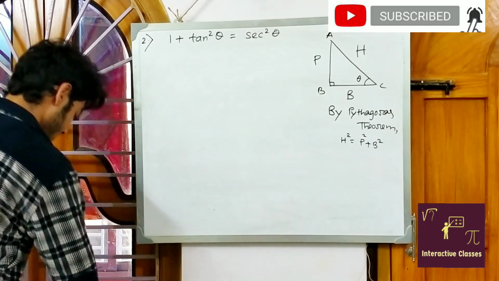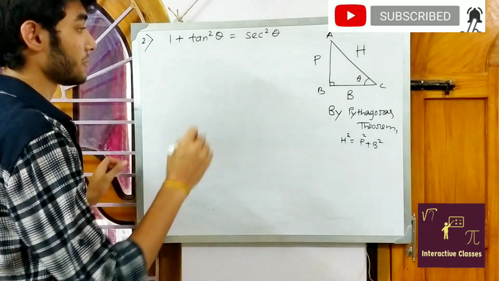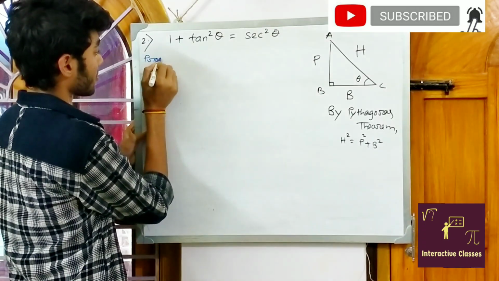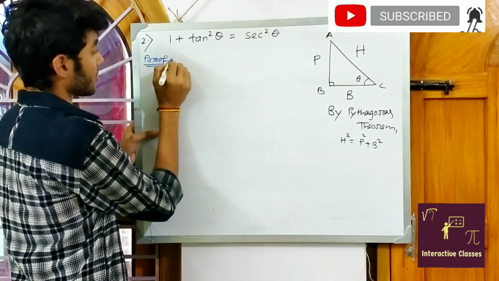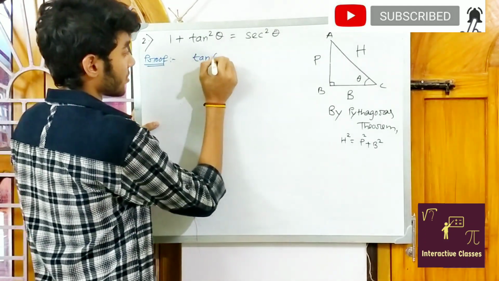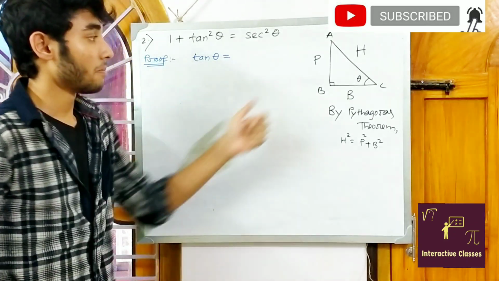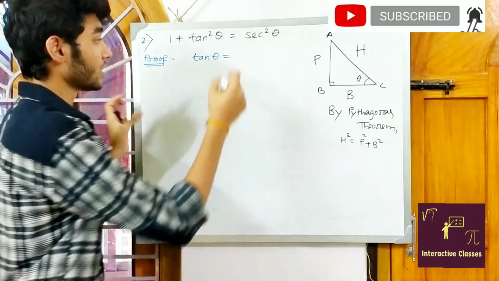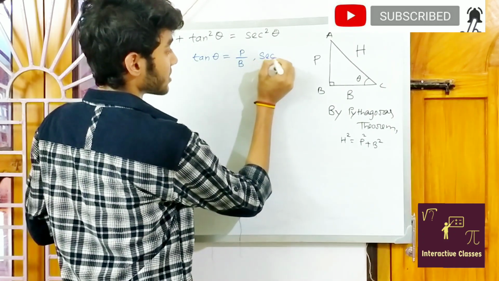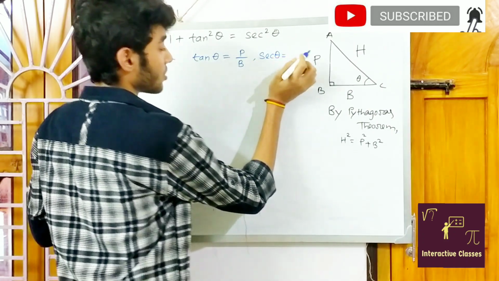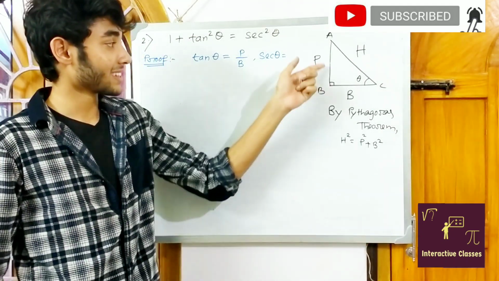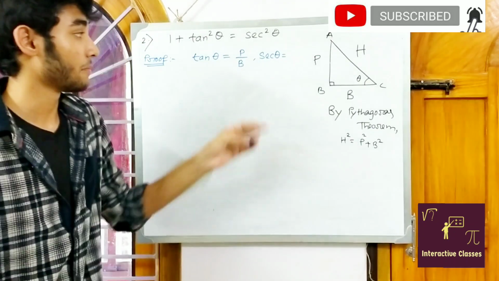Similarly, we know that tan theta is perpendicular by base, so we can write tan theta as P by B. And sec theta: we know cos theta is base by hypotenuse, so sec theta is the reciprocal of cos theta. So we can write hypotenuse by base.